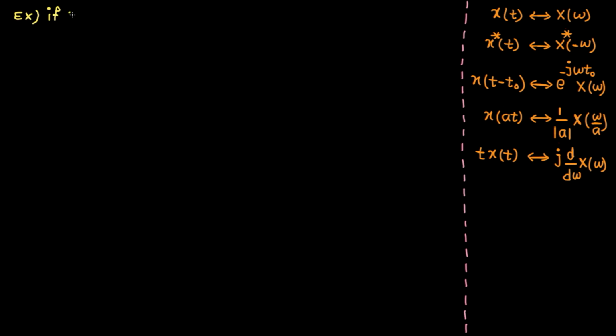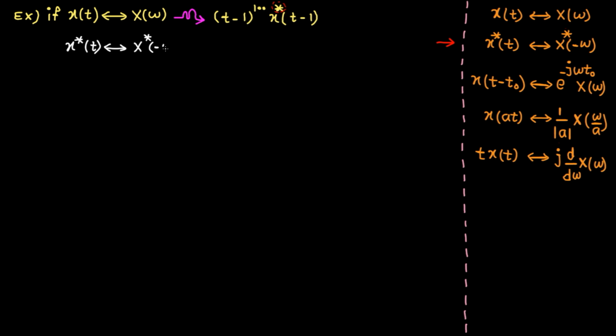Next example. If the Fourier transform of xt is x omega, what is the Fourier transform of t minus 1 to the power of 100 multiplied by xt minus 1 conjugate? To solve this problem, let's apply conjugate first and use this property. Now let's multiply the signal in the time domain by t and use the frequency differentiation property.